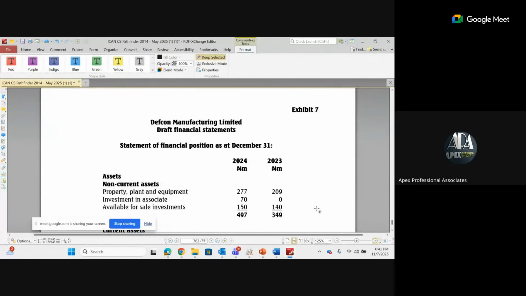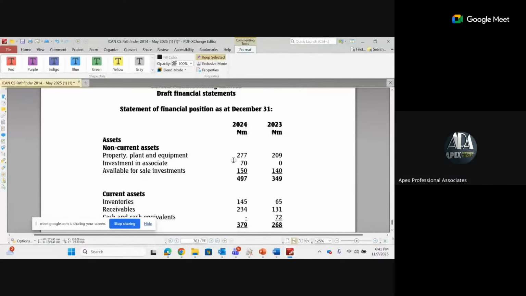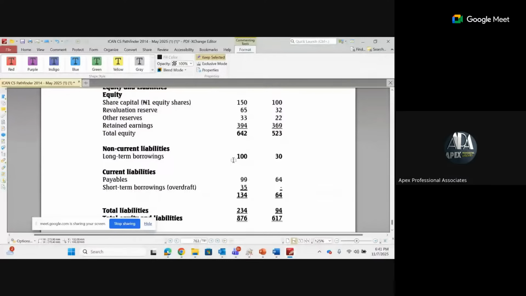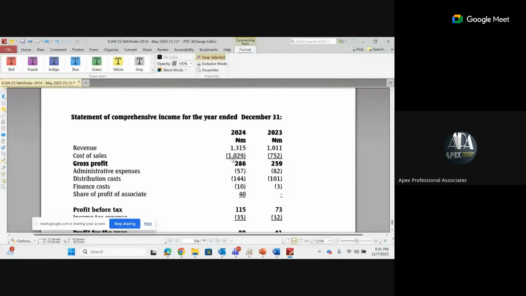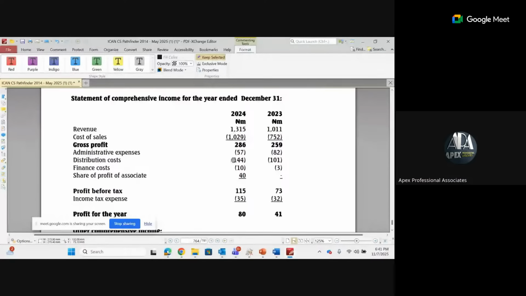Exhibit 7 is talking about financial statements of Defcon Manufacturing Limited. So for 2 years, 2023, 2024. And you have the statement of financial position and the statement of profit or loss and comprehensive income.